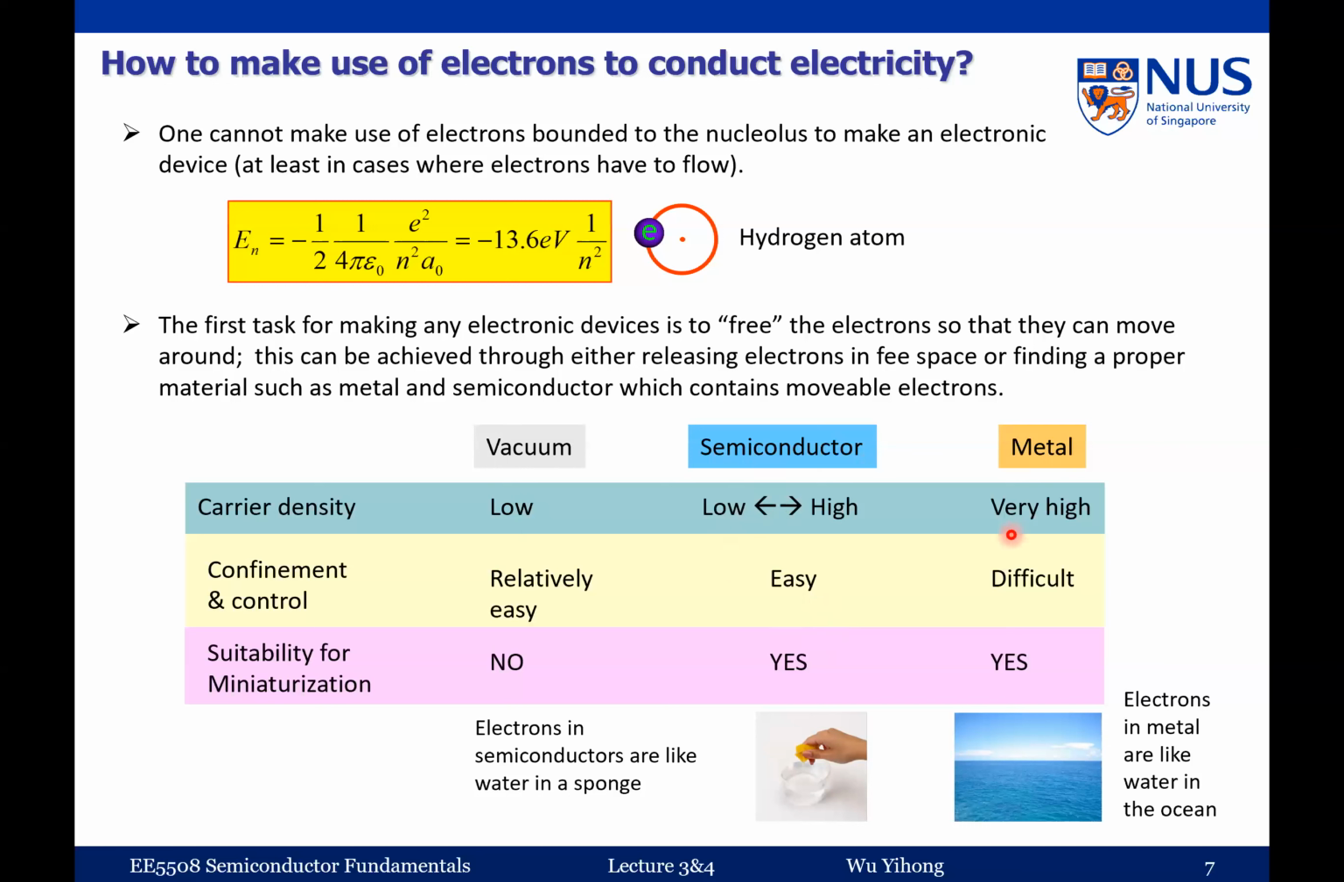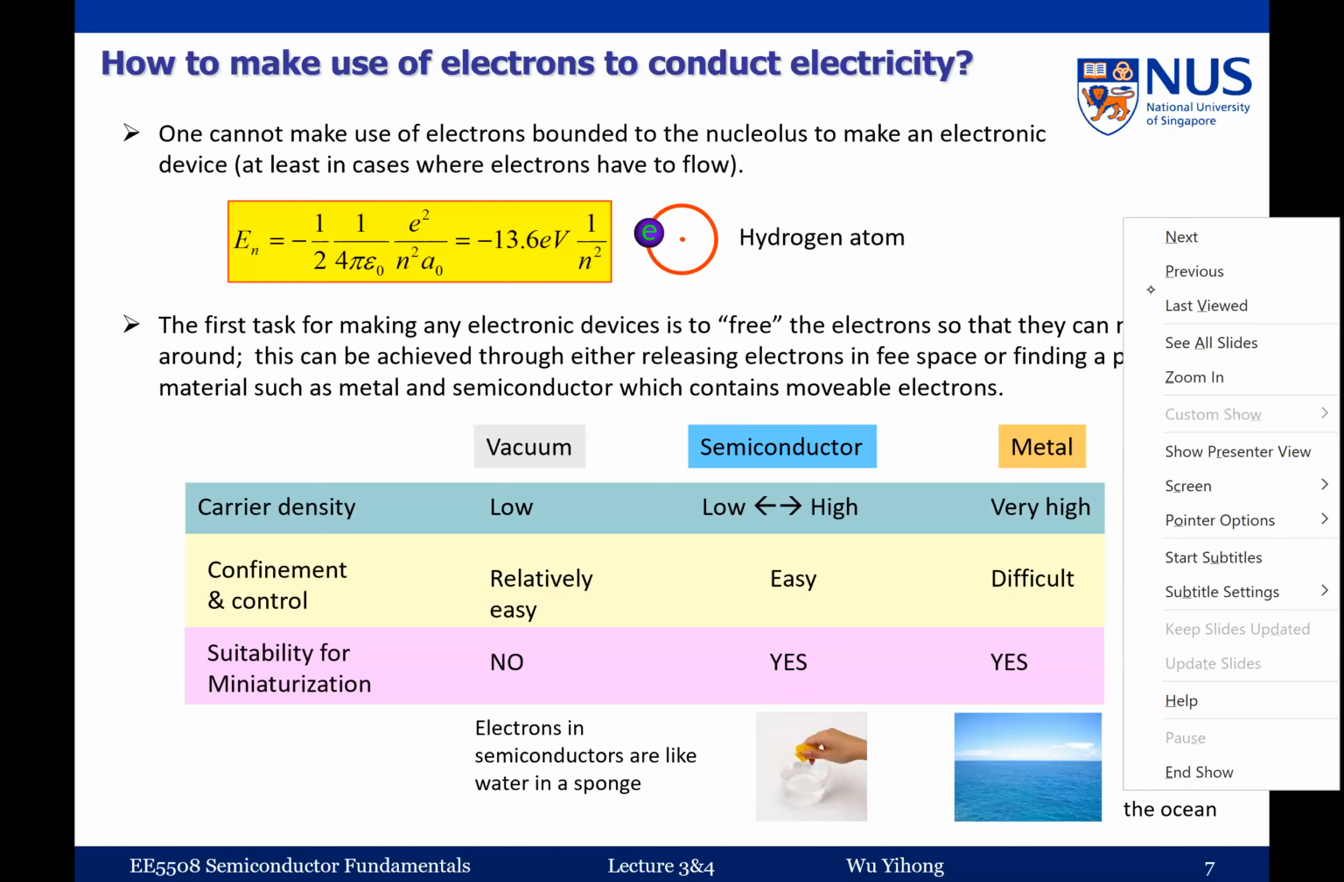Then you may ask, for metal, since you have freely movable electrons, why not just use metal to fabricate the devices? I'll explain to you that this is not so easy. If you have electrons in vacuum, for example, you don't have so many electrons, right? So it's relatively easy to control it.